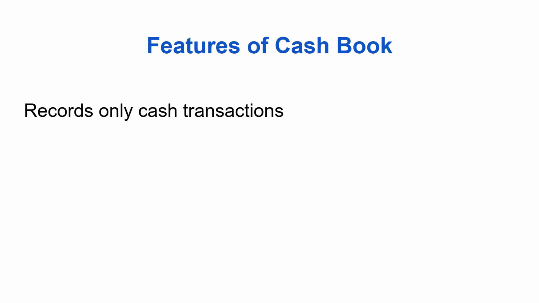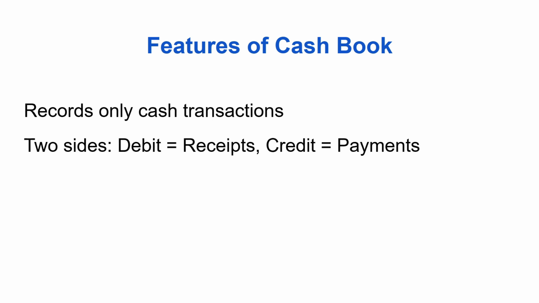Features of cash book. Now, let's look at the key features of a cash book that makes it different from other books. Records only cash transactions. It means any transaction that involves cash being received or cash being paid is entered here. Two sides, that is debit equals receipts and credit equals payments. It has two sides, debit side for receipt of cash, that is money coming in, and credit side for payment of cash, that is money going out.